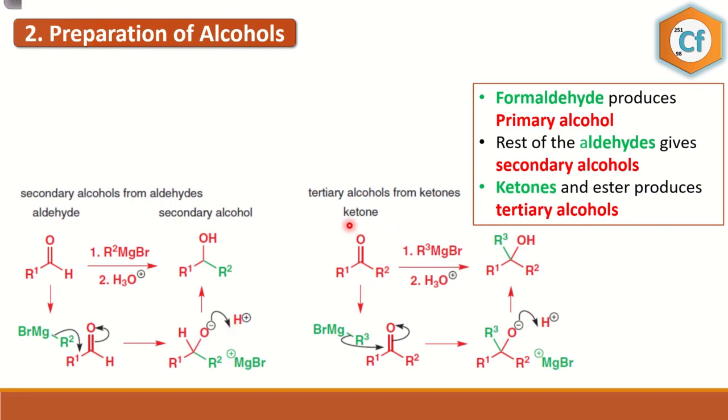Another example is when we take a ketone, which has two alkyl groups attached to the carbonyl group. Then R3 attacks this carbonyl carbon. We'll get R1, R2, and the R3, which is represented in green, attached here. Then the double bond will break to form C single bond O negative, and this O negative will abstract a proton during hydrolysis, and we'll end up having a tertiary alcohol.